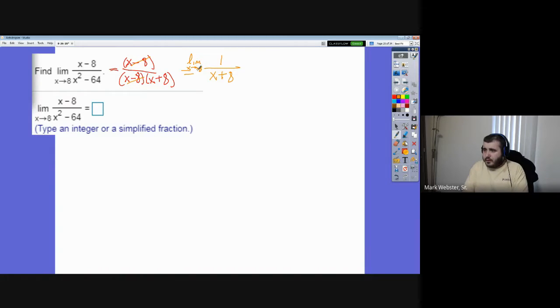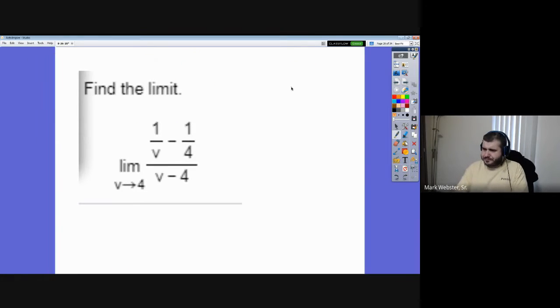And now that we've gotten rid of the discontinuity that's keeping us from doing this, look at what happens when I plug it in. 1 over 8 plus 8. 1 over 16. So the purpose of, since we're doing this limit, what we can do is we can just sort of hold out, say, okay, well, it didn't work. Let's see if I can get rid of that hole that's in there, and then ta-da, here's our answer, 1 over 16. Does that make sense? It's just factor, cancel, plug in.